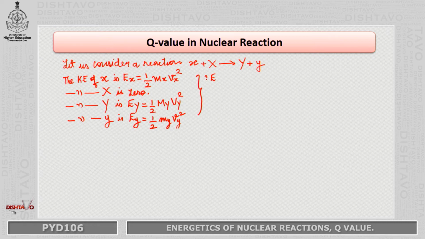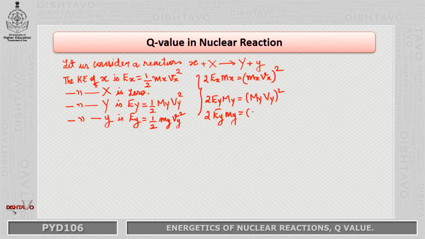2 times E_x times m_x will give us m_x v_x the whole square. Why we are doing this is because we will use this later on. Similarly, 2 times E_Y M_Y will be equal to M_Y V_Y the whole square, and 2 times E_y m_y will be equal to m_y v_y the whole square. Let us name this equation 1, and we'll use it later on.